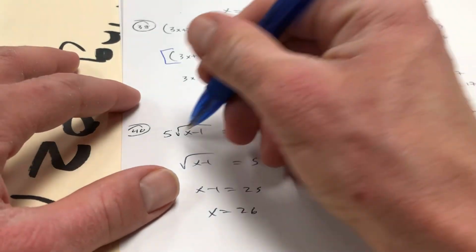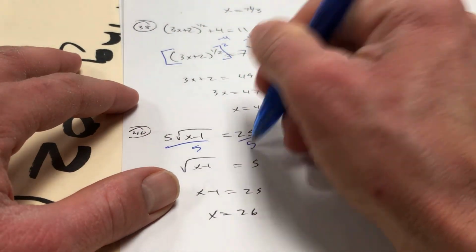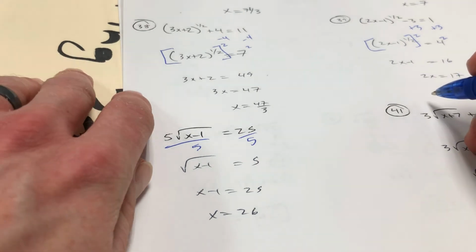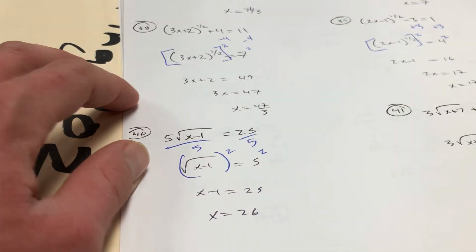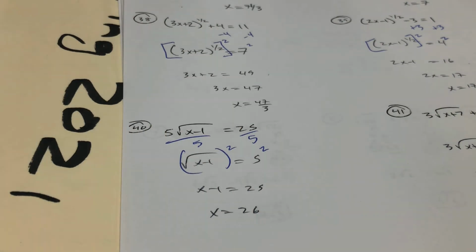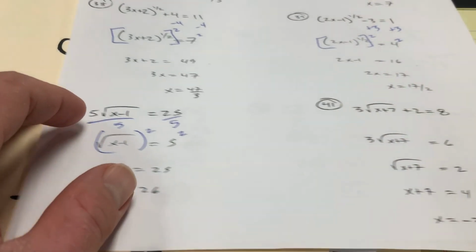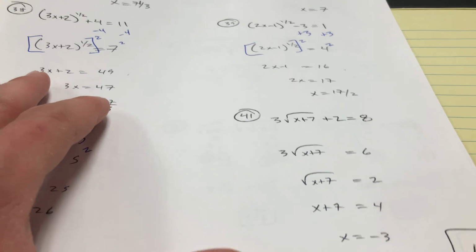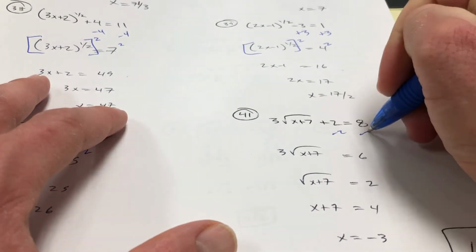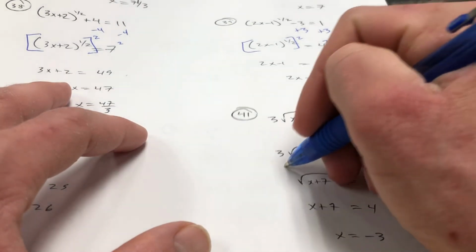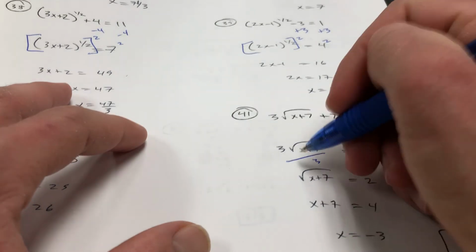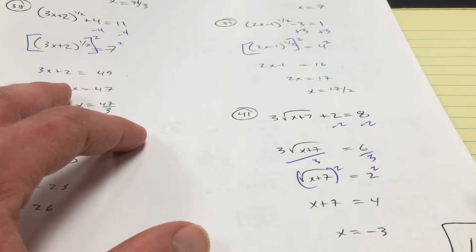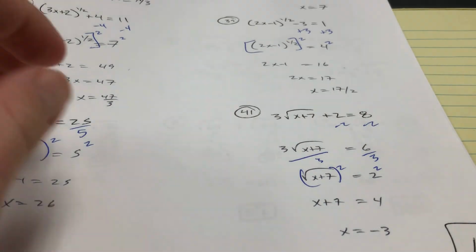Number 40. Divide both sides by 5 first. The square root of x minus 1 is 5. Now I'm going to square both sides. X minus 1 is 25. X is 26. And on 41, I need to subtract 2 first. Then I need to divide both sides by 3. Then I need to square both sides. All right, I can get negative answers.